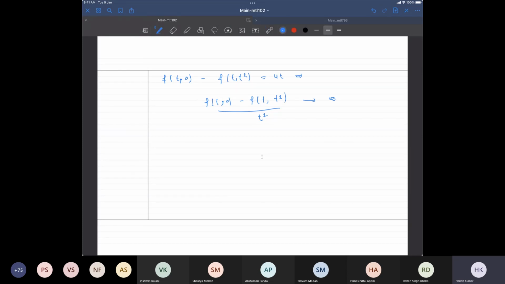Note that what you want is |f(t, x1) minus f(t, x2)| divided by |x1 minus x2| to be less than L for all x1, x2. Okay, this was the Lipschitz condition, but here it's going to infinity when you take x1 to be 0 and x2 to be t². Of course, we are making them very close to each other. So this is not Lipschitz, but it's a continuous function.